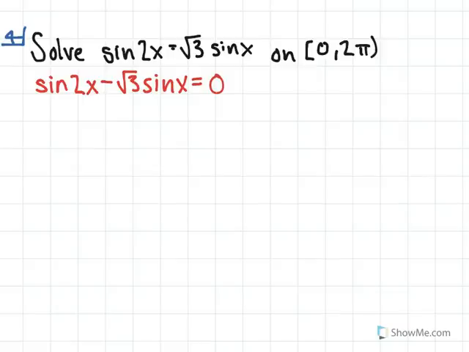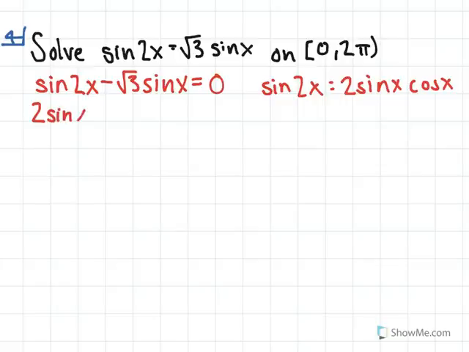Now for this, we're going to want to look for a trig identity that could help us solve the problem. So in this case, we can use our double angle formula. So we know that sine of 2x equals 2 sine x cosine x. There's relatively little that we could do with this as is, which is why our next step is to look for identities that could simplify the problem. So let's go ahead and plug this in. So 2 sine x cosine x minus root 3 sine of x equals 0.